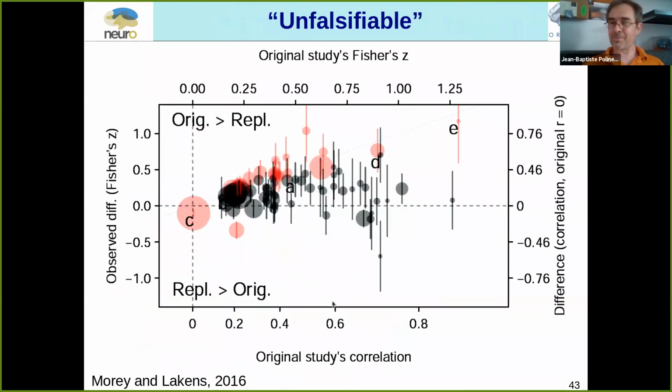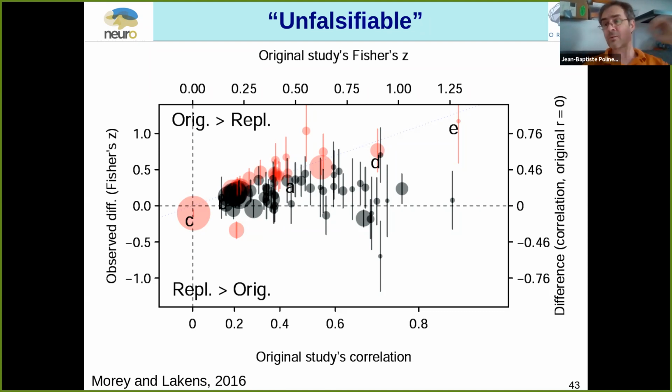I also found an interesting study going beyond that original one that some of you have probably heard about, which is the fact that, on the y-axis you have the difference between the original effect size and the replicated effect size, and on the x-axis you have the original study correlation or Fisher Z. You see that the actual statistical significance of the difference is often not there. So even if you replicate and you find a non-significant effect size, it doesn't mean much, because the difference between the two effect sizes is actually not significant itself.